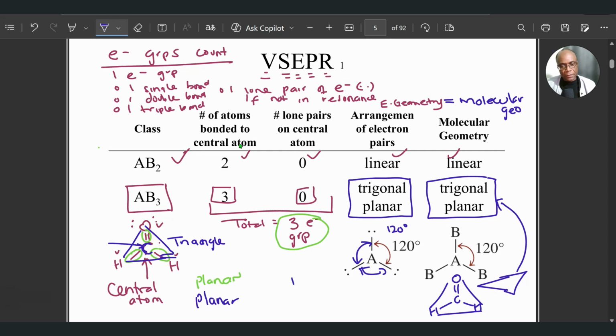Another example that you can look at here is boron trichloride. This one too, boron does not have a lone pair. It will have a total of 3 electron groups, the 3 bonds. Connect them by the tips, you're going to get trigonal planar. Boron does not have a lone pair, so electron geometry will be equal to molecular geometry.